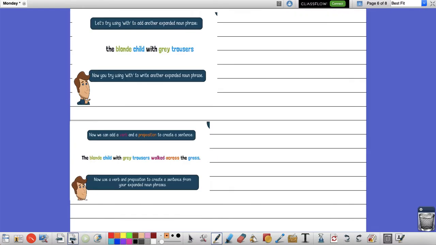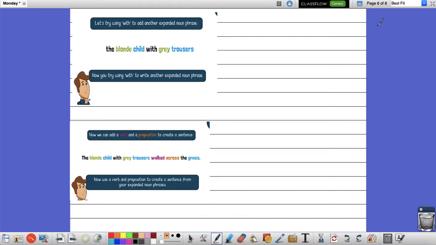Okay, well done Year 5. We're now going to look at how we can expand that even further. So, we're going to expand our noun phrases by using the word with, because we're adding now more detail, and then we're going to use another expanded noun phrase.